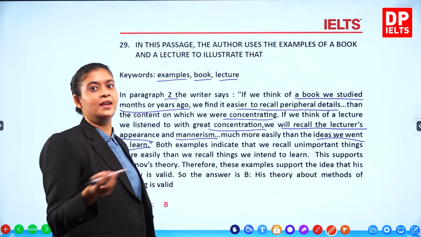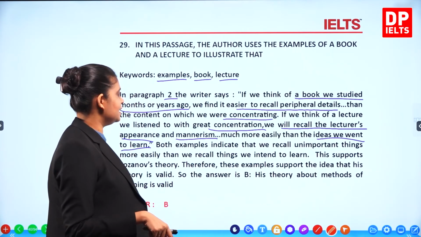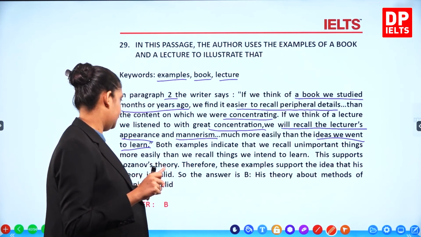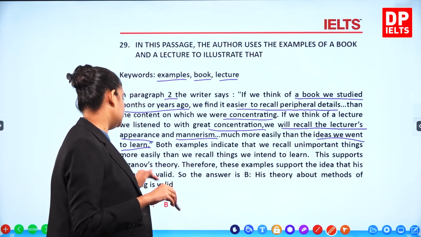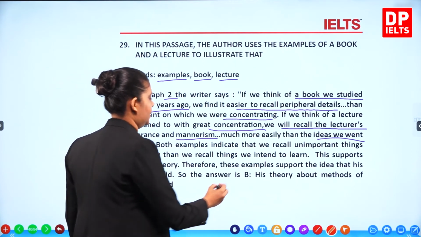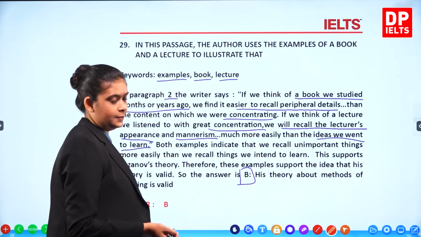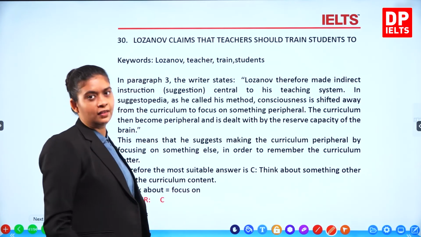I think that's quite true. Don't you think so, right? Both examples indicate that we recall unimportant things more easily. Therefore, these examples support the idea that the theory is valid. So, answer is B. His theory about methods of learning is valid. Question number 30.